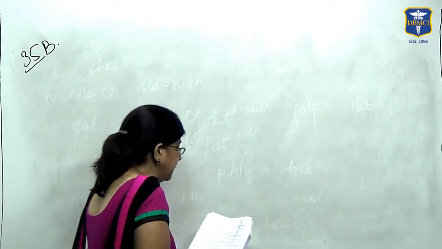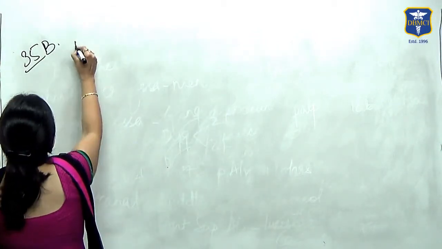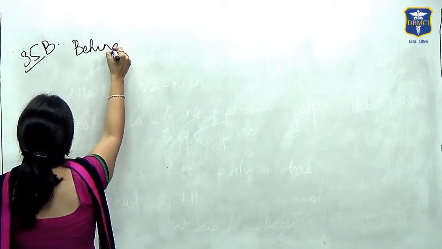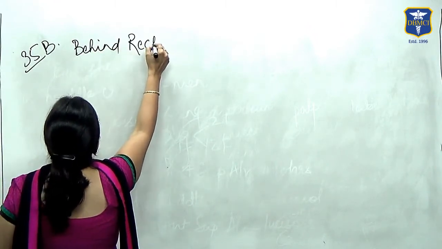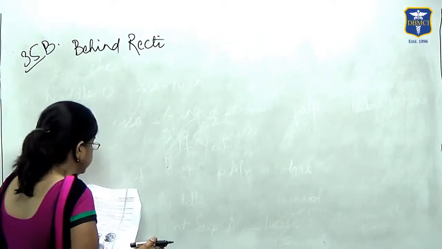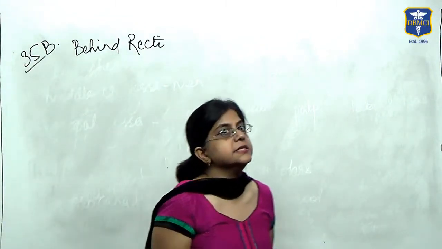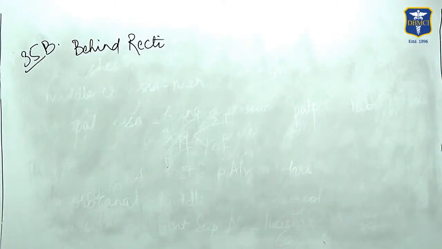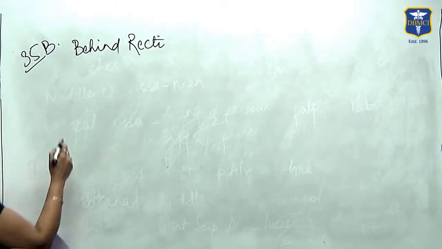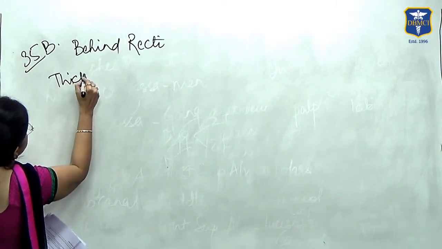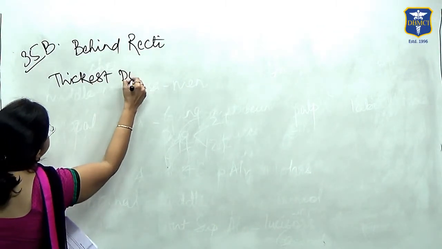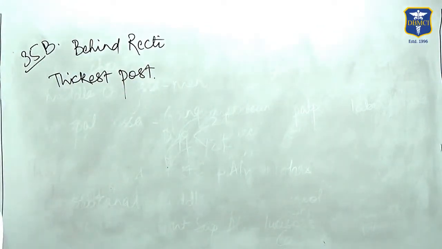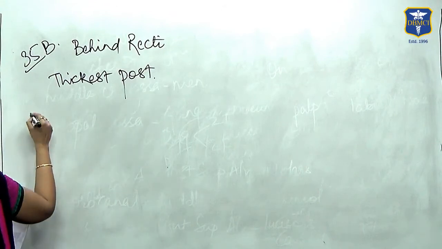Sclera is the thinnest behind the attachment of recti. The thickness gradually decreases towards the attachment of recti and then again increases. So it is thickest posteriorly. Question 36, the answer is D.